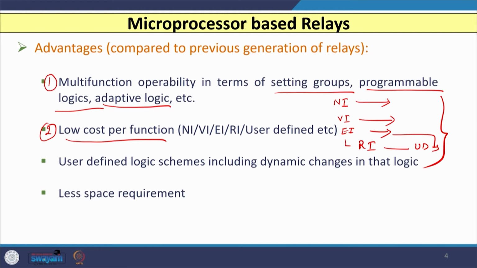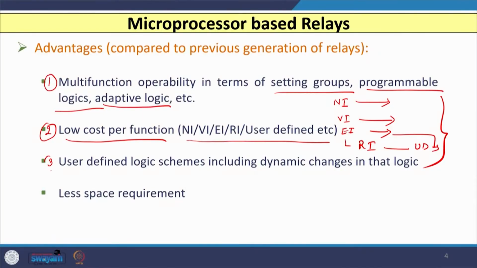However, if we have a microprocessor based relay, then this relay provides all these characteristics: normal inverse, very inverse, extremely inverse, rarely inverse, and maybe some IEEE supported inverse characteristics are also provided by such type of relay. So, cost per function or per characteristic is lower for microprocessor based relays compared to the electromechanical relays.